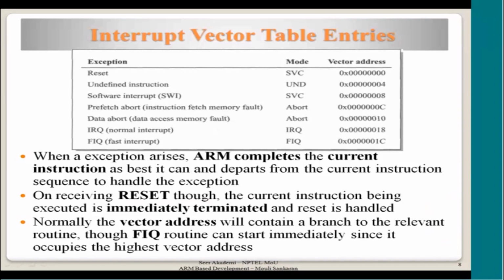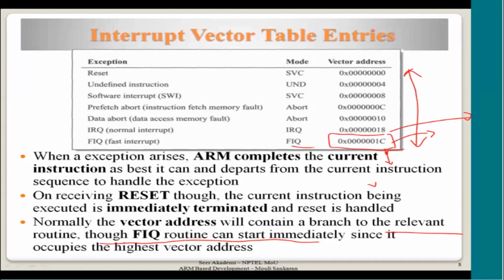Okay, so normally the vector addresses will contain a branch to the relevant routine. Okay, I told you, but the FIQ routine can start immediately. It will become clearer in the next slide. See, FIQ vector is here. These are the possible exceptions and interrupts that can happen, and these are the locations where the specific address is reserved in the memory for putting the branch instructions to the ISR. Okay, this will jump to FIQ ISR, this will come to IRQ ISR. But here if you see, after the IRQ address, there is no reservation. Okay, it could be used by anybody.